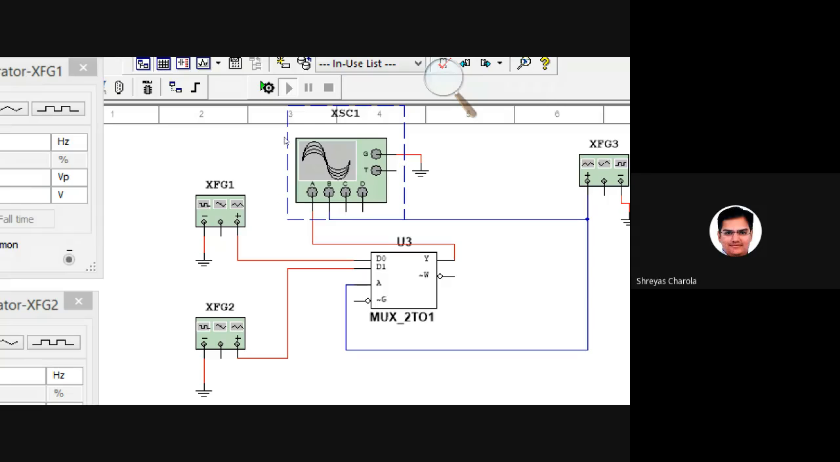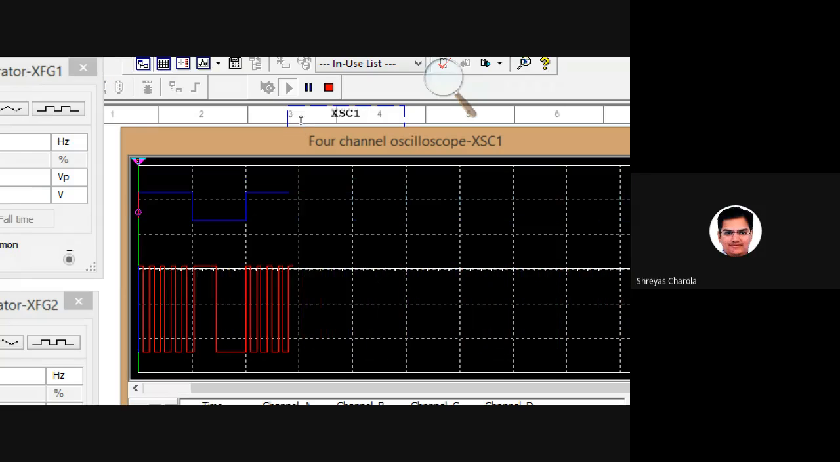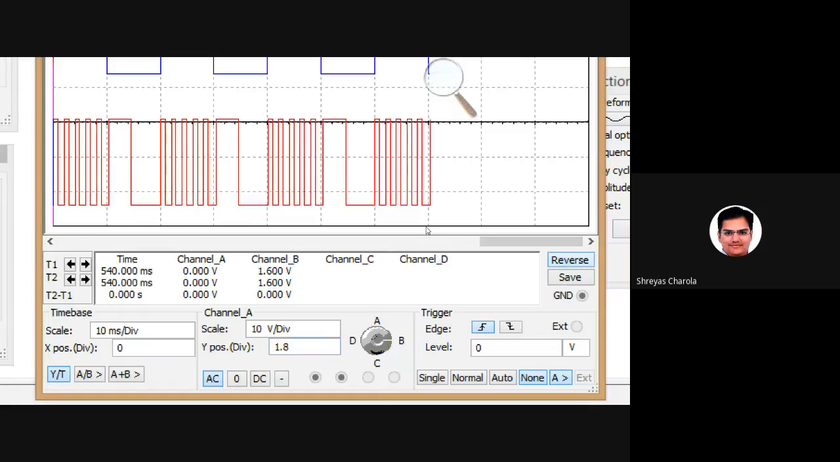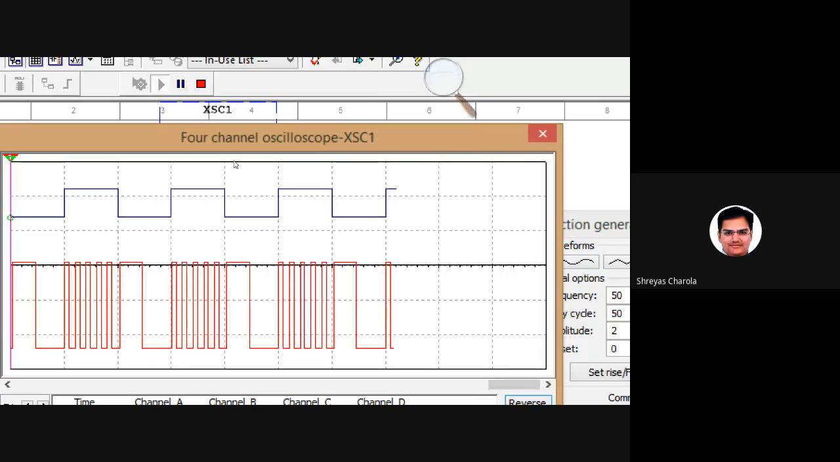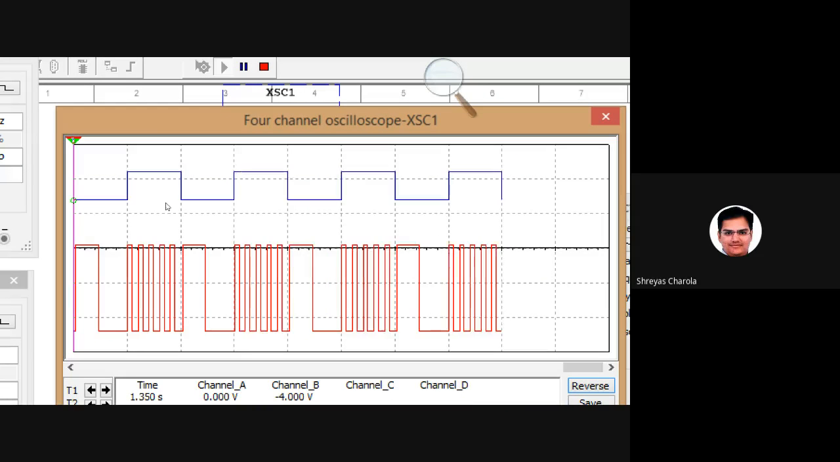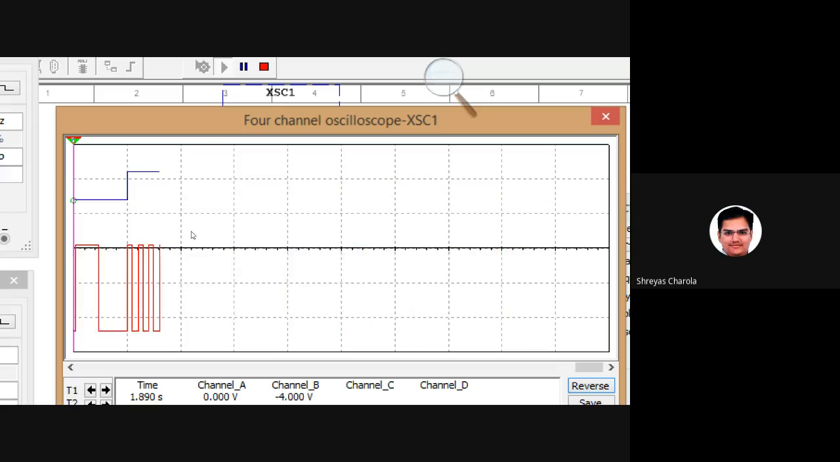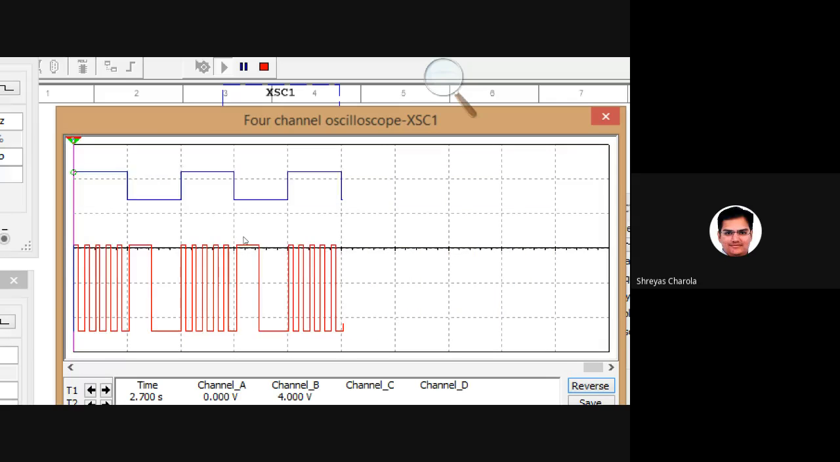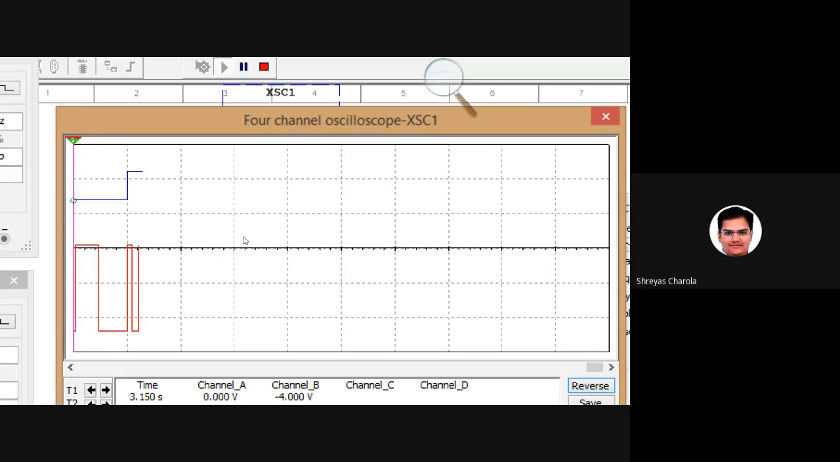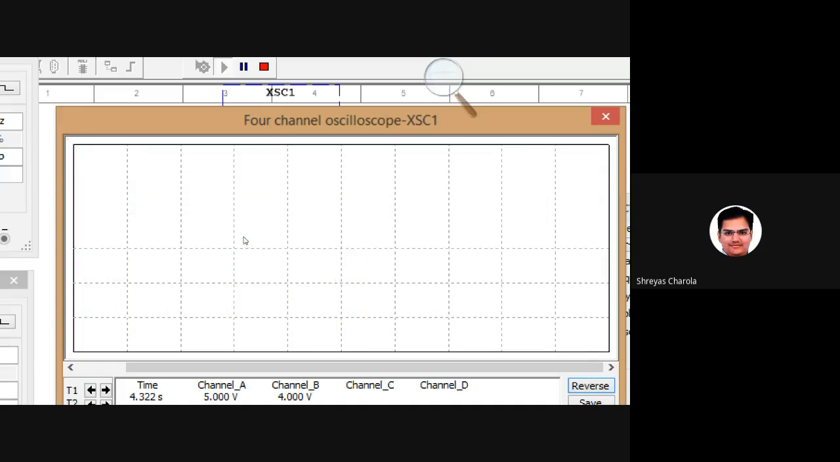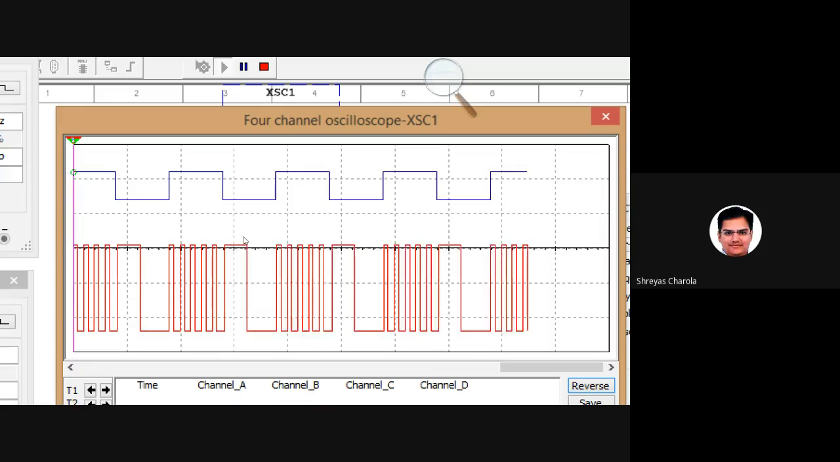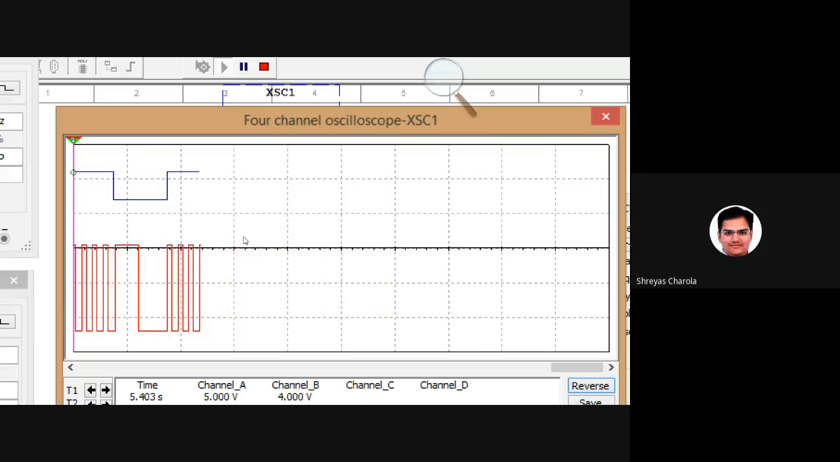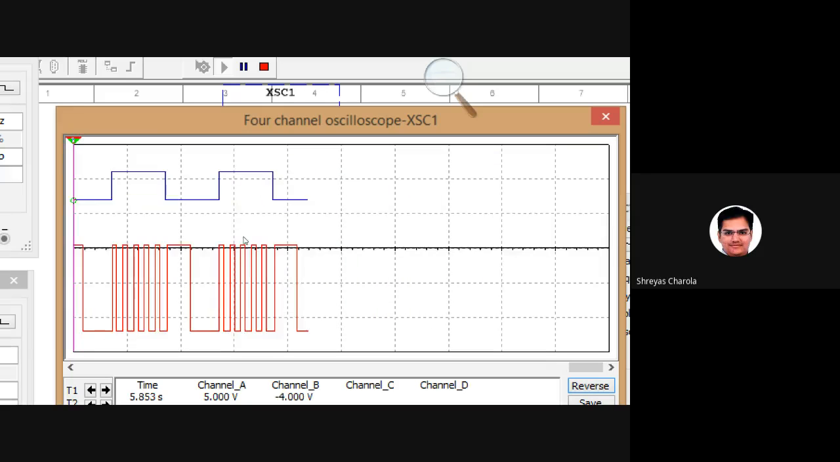So when I run this, this is the output I actually required. For logic 1, the highest frequency; for logic 0, the lowest frequency. Yes, this is the output I required. Is the output correct? Yes, the output is correct.